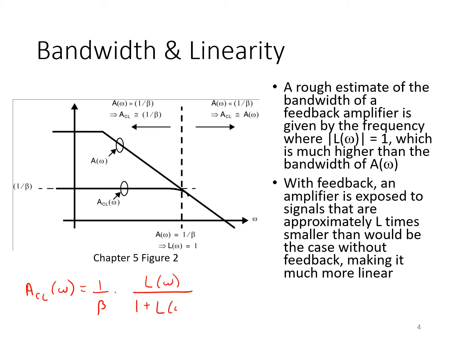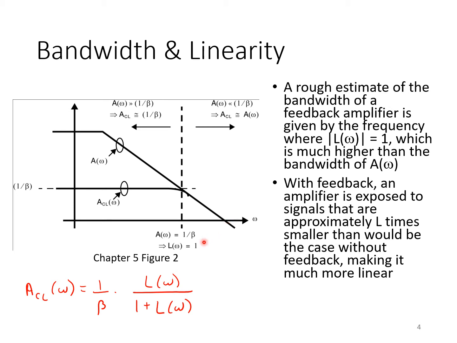And most often in cases of interest to us, the amplifier's frequency response will be monotonically decreasing, as plotted here, whereas the feedback network beta will have a relatively constant response over frequencies because it's often going to be just a passive network that has a much higher bandwidth than the amplifier A.